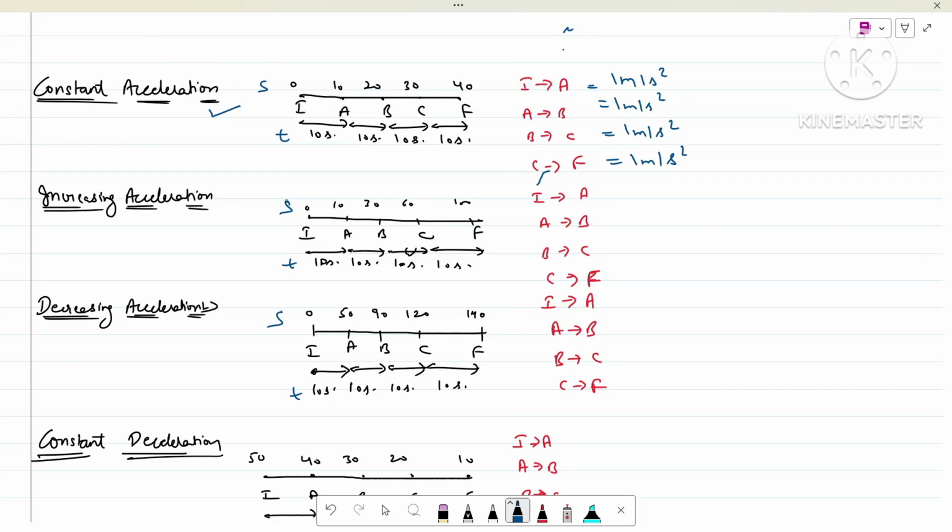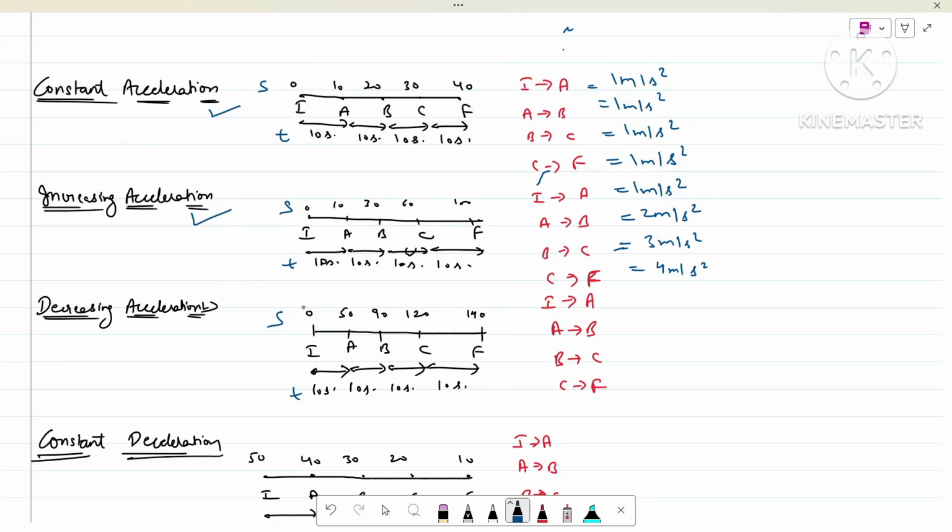Now, what is increasing acceleration? From I to A, change in speed is 10 and time taken is 10 seconds, so acceleration is 1 meter per second square. From A to B, change in speed is 30 minus 10, that is 20 meter per second in 10 seconds, so acceleration is 2 meter per second square. From B to C, change is 30 meter per second in 10 seconds, so 3 meter per second square. And from C to F, it is 100 minus 60, that is 40 in 10 seconds, so 4 meter per second square. With the passage of time, acceleration is increasing, so we say the object is moving with increasing acceleration.